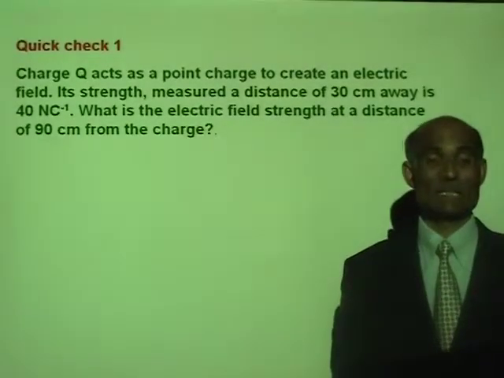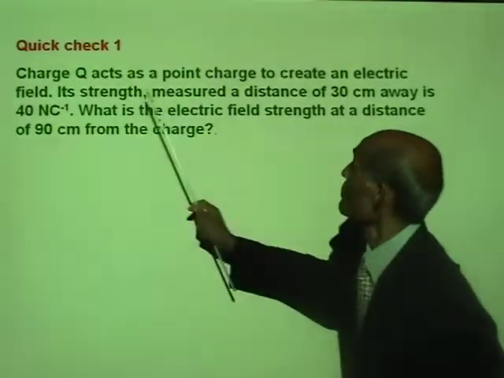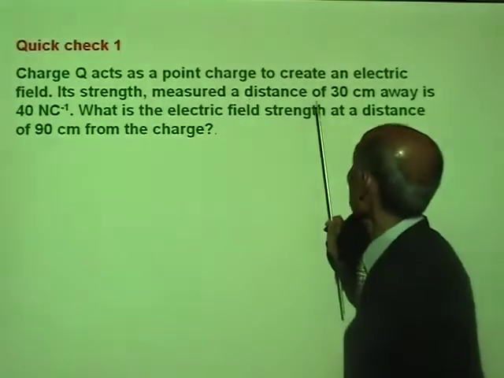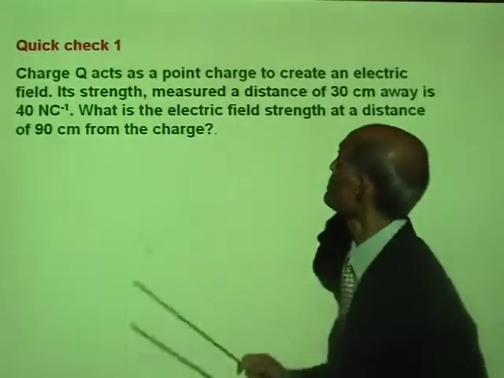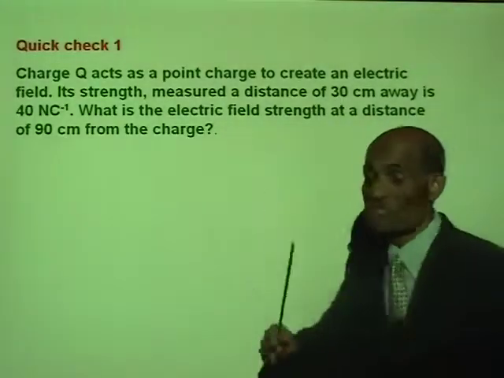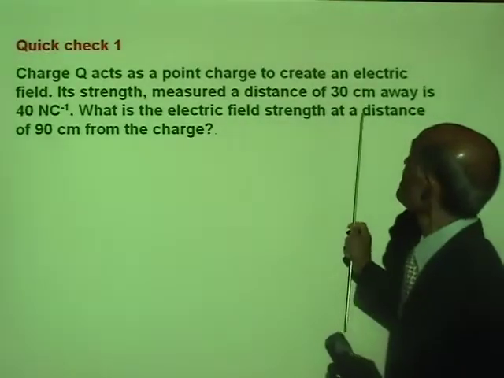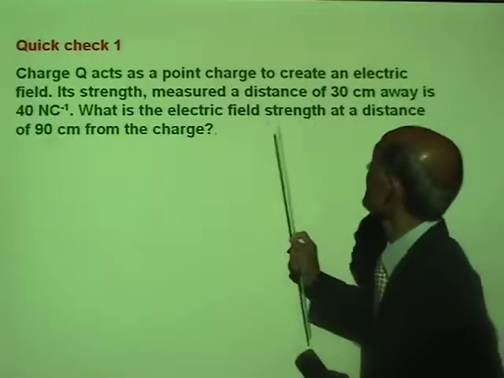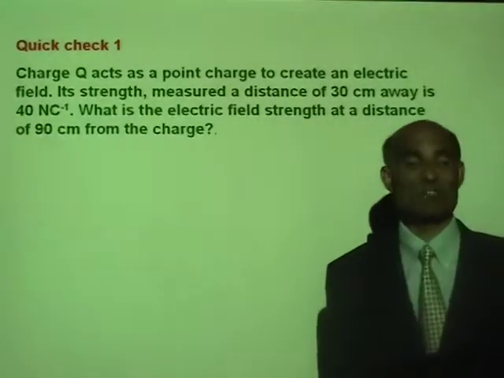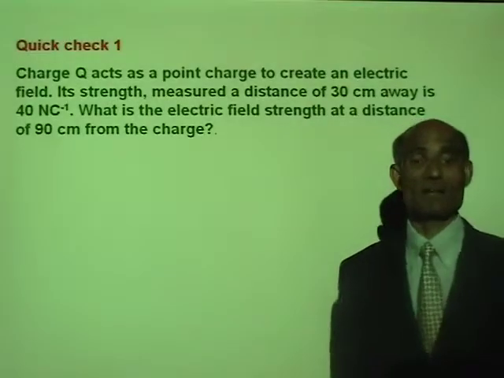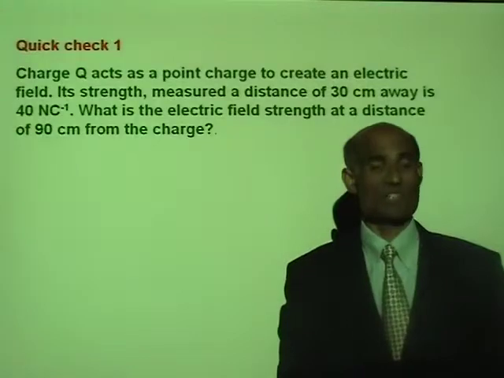Alright? Can you visualize that problem? A charge Q produces an electric field of 40 Newton per coulomb at a distance of 30 centimeters. You need to find the electric field strength at a distance 90 centimeters from the same charge. Well, we haven't been given the quantity of charge. So what do we do?